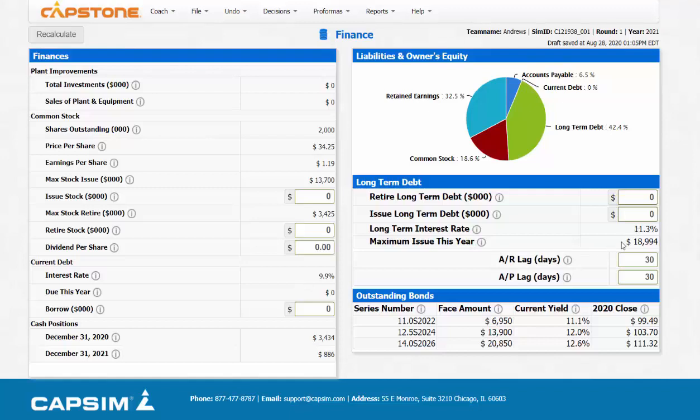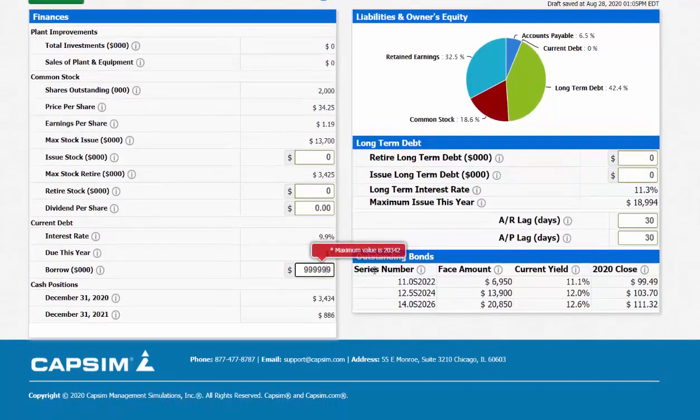So for example here, this is the maximum bond issue that you can do this year, and this is the maximum stock issue that you can do this year. If you want to see how much you can borrow in current debt this year, just type in a really large amount here, and it will tell you what the maximum value actually is.